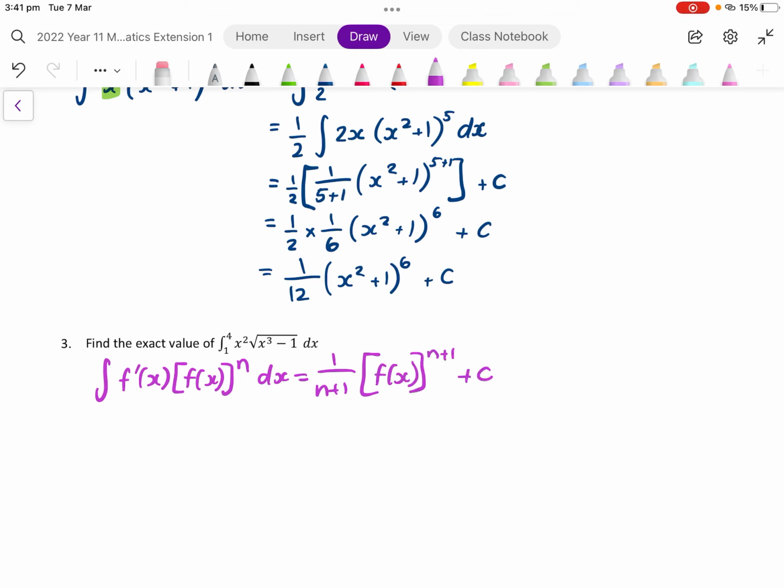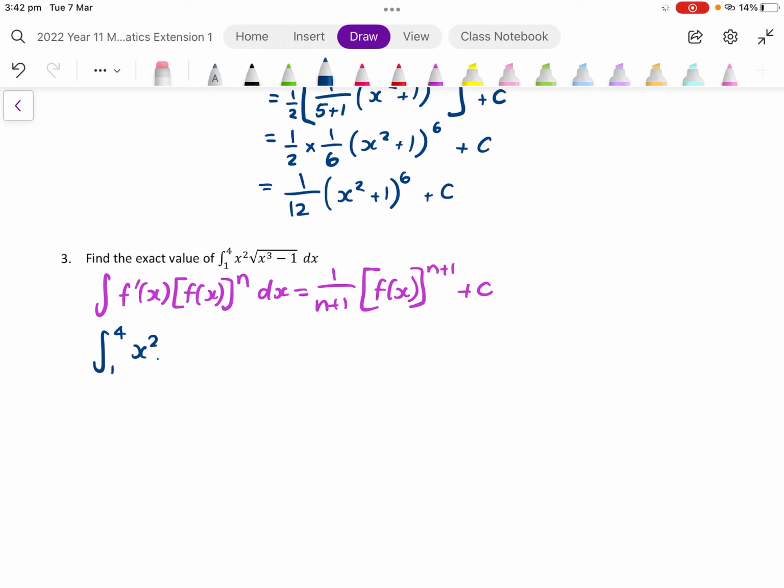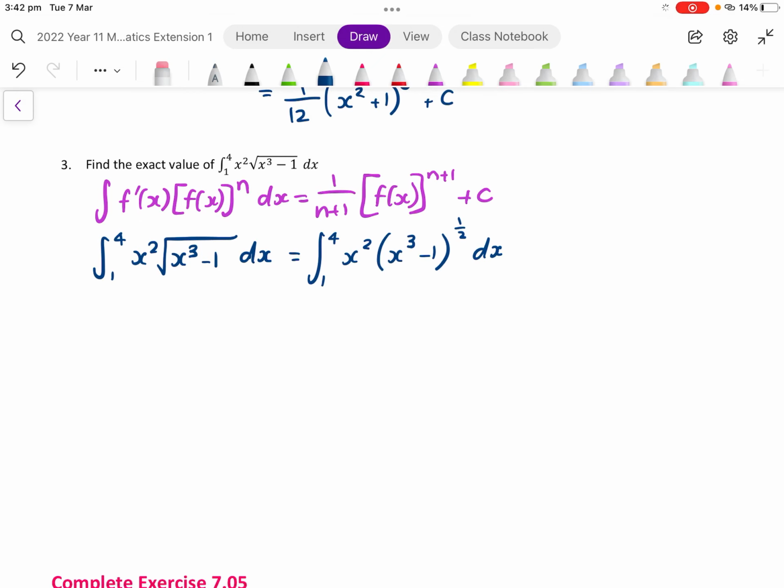What we have is the integral from 1 to 4 of x squared root of x cubed minus 1 dx. We want to get rid of this root and write it in terms of brackets. So our integral from 1 to 4 is equal to x squared times (x cubed minus 1) to the power of a half dx. We then want to look at what our f(x) is.